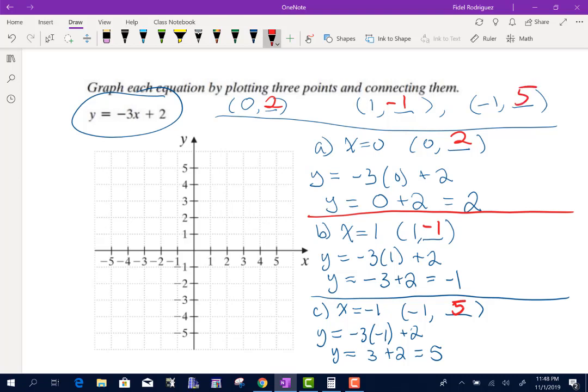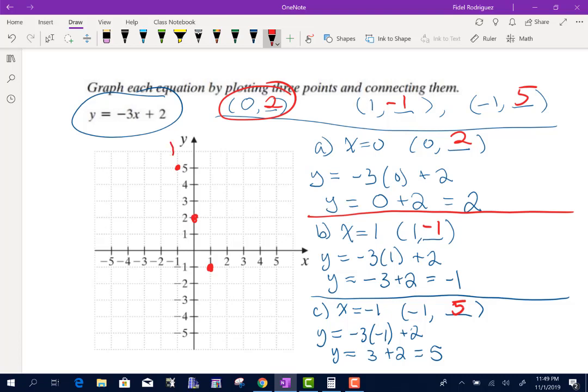So let's see if we can plot these 3 points. Look at the first one here. The first one is 0, 2. So 0, 2 means let's not go to the left or right. Let's just go up to 2. The second one says 1 and negative 1. So I'm going to go 1 to the right, and then 1 down. And then the last one is negative 1, comma 5. So I'm going to go 1 to the left and up 5.